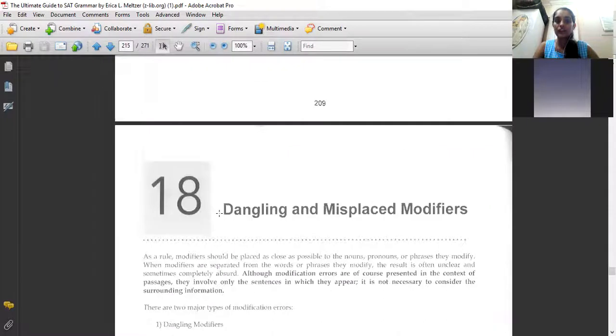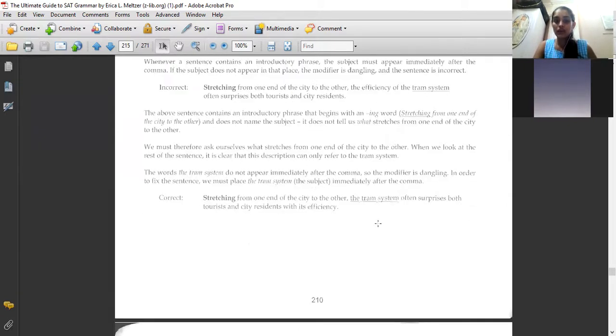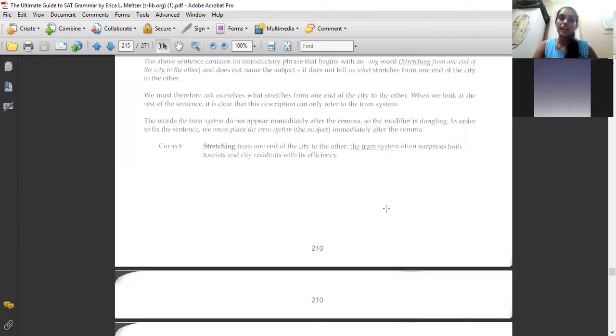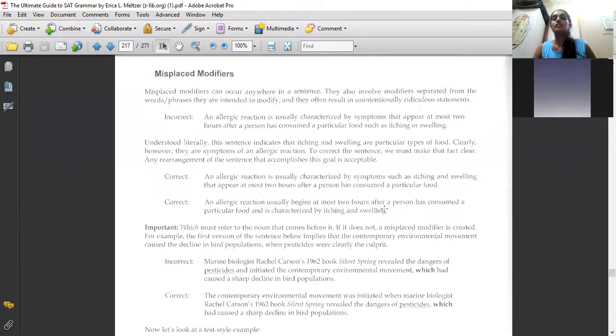Then I think is dangling and misplaced modifier. So dangling modifier means the verb is modifying the wrong noun. If you read the sentence, it sounds like the efficiency is being stretched from one end of the city to the other. But actually, it's not the efficiency, it's the tram system that stretches from one end of the city to the other. Right? So dangling modifier. Misplaced modifier means the verb is placed in the wrong place.